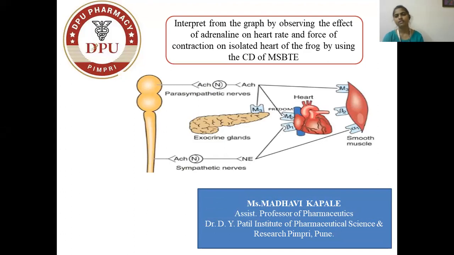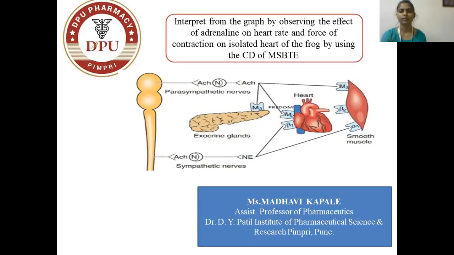So today we discuss a practical oriented topic. The name of the subject is pharmacology and toxicology. In that, the first experiment is to interpret from the graph by observing the effect of adrenaline on the heart rate and the force of contraction on isolated heart of the frog by using the CD of MSBT. So in that, the learning objectives.